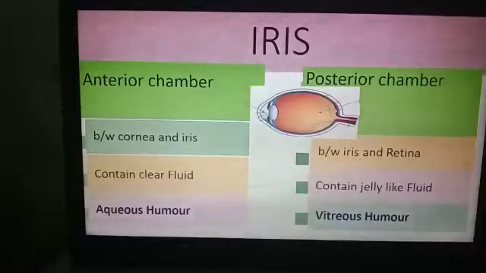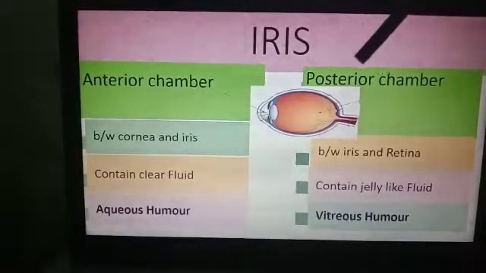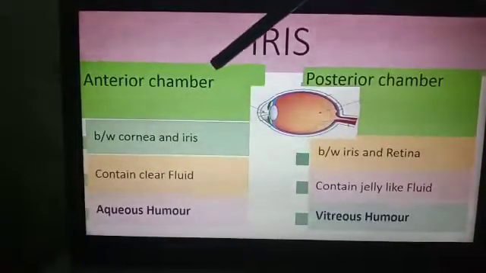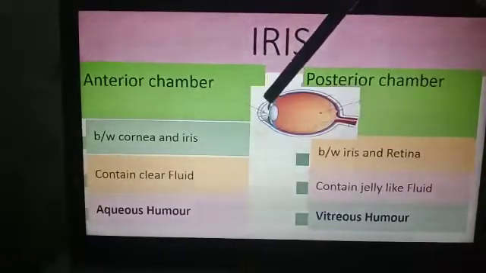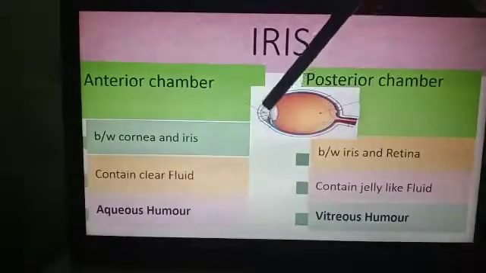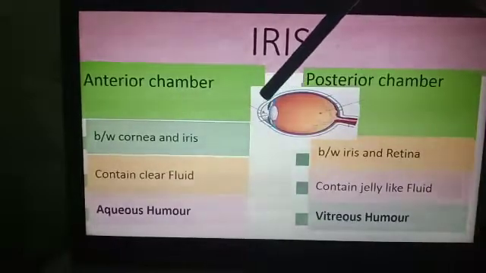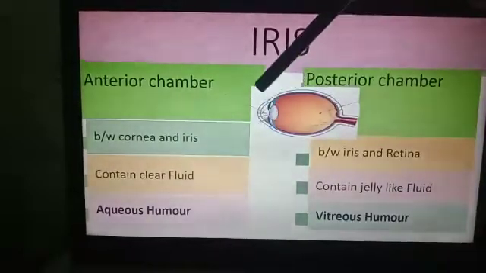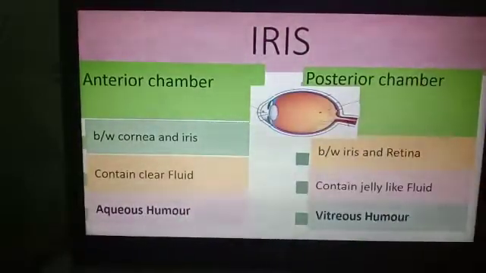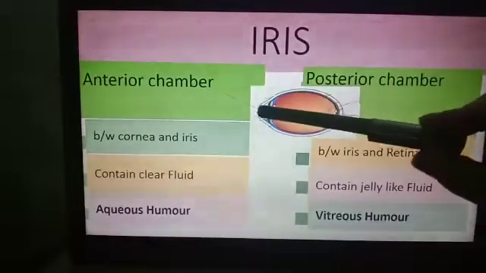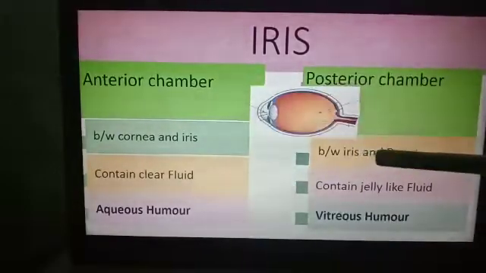cavity into two chambers, anterior chamber and posterior chamber. The anterior chamber is a chamber between the cornea and iris, and that chamber is filled with a clear, watery fluid, and that fluid is called aqueous humor. As the word aqueous or aqua refers to water, this chamber is filled with watery fluid.